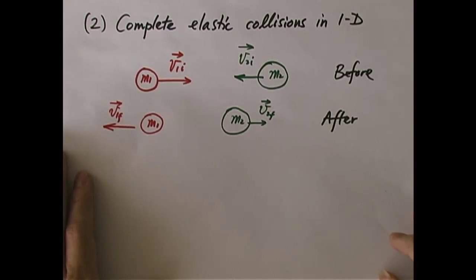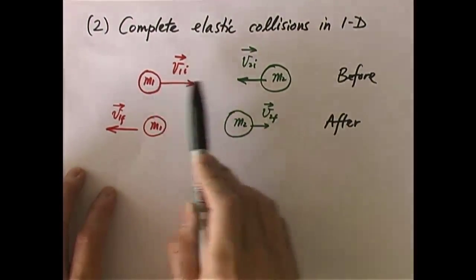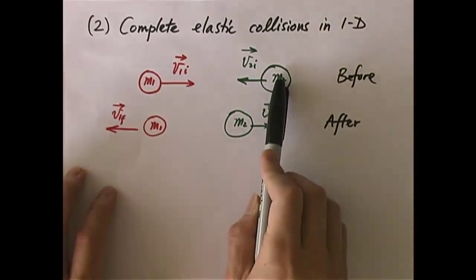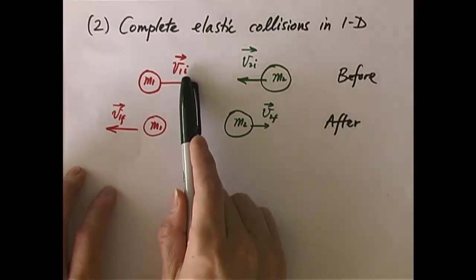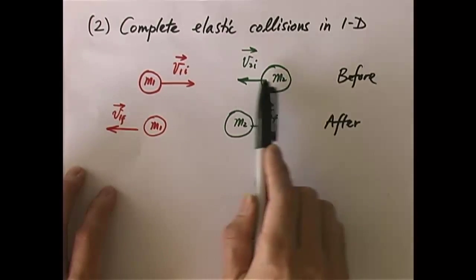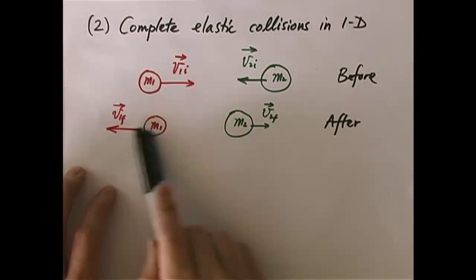We're now going to look at the so-called complete elastic collision in one dimension. In the case of complete elastic collision, say between two billiard balls, one ball comes in this way, mass m1, velocity v1 initial, another one comes that way, mass m2, velocity v2 initial. After making impact, they go their separate ways.